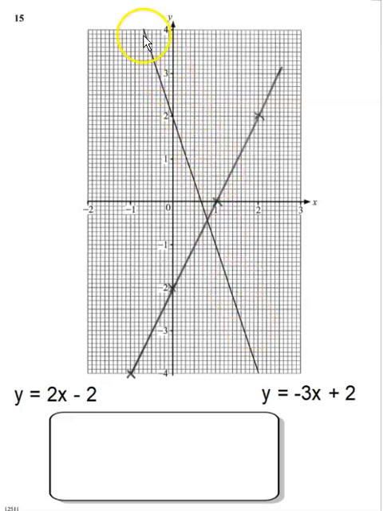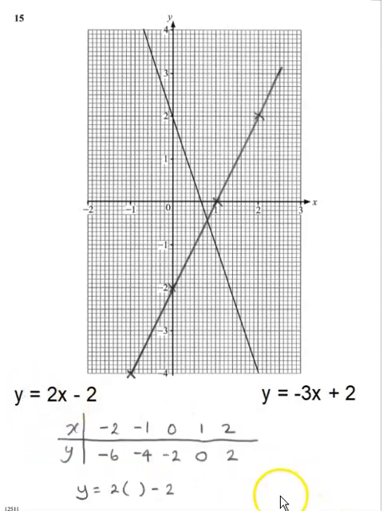Now you can see that if it's going down this way, it's a negative gradient, and the gradient is always connected to the x here. So you can see that it's minus 3x, that just means it's a negative gradient, but also this line crosses at 2 on the y-axis. So that's another indication of plus 2, which means it crosses the y-axis at 2. So this means that this one has already been drawn for you. So we have to draw this line here.